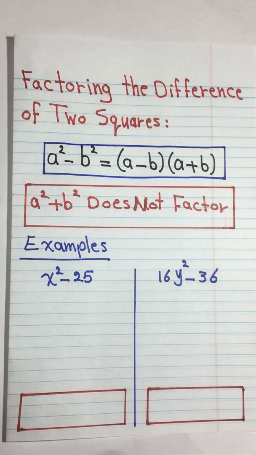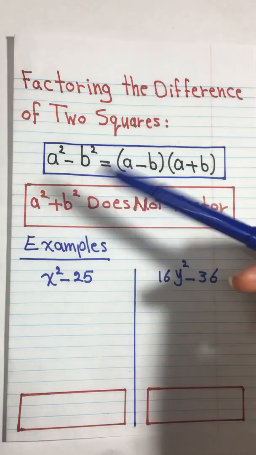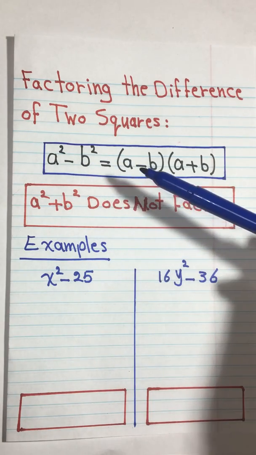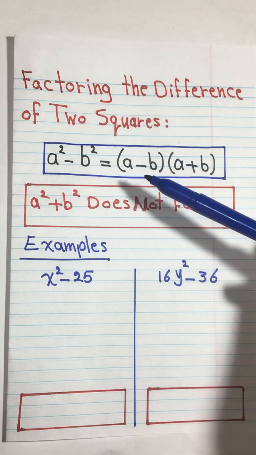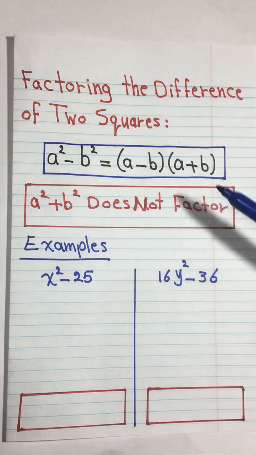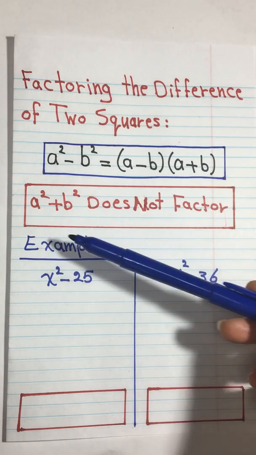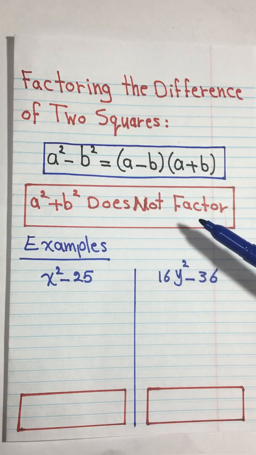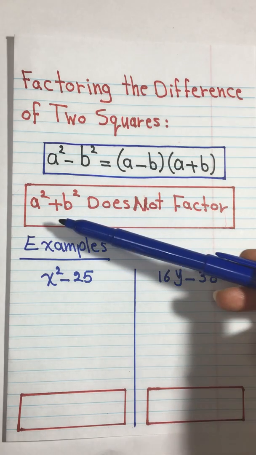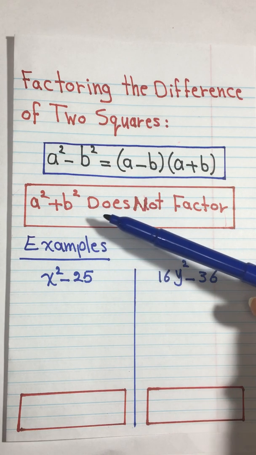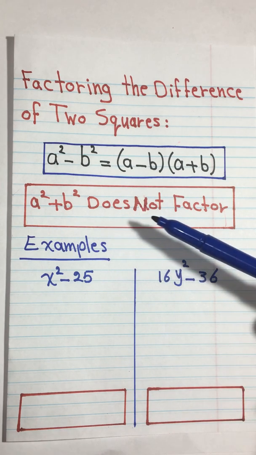Factoring the difference of two squares. The formula is a squared minus b squared equals (a minus b)(a plus b). A squared plus b squared does not factor. So if you have a positive sign between two perfect squares, leave them as they are. Do not factor them.